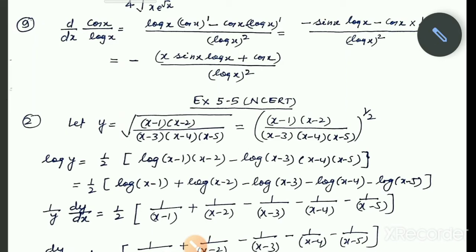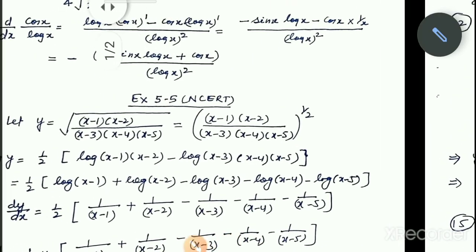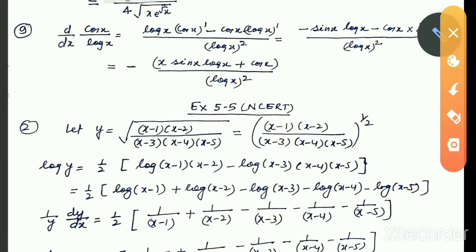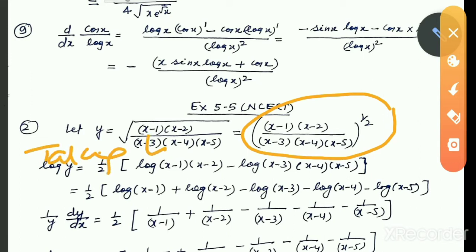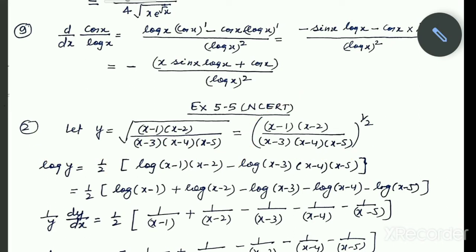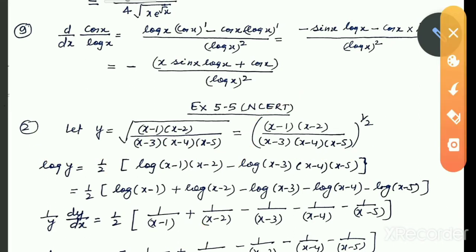Now just write the whole thing raised to the power half. Now taking log both sides, log y is equal to 1 upon 2. By property of log, the exponent will come outside. Log of x minus 1 into x minus 2 minus log of x minus 3 into x minus 4 into x minus 5.